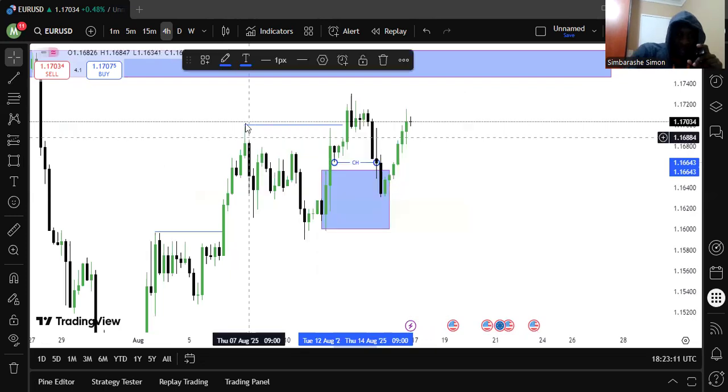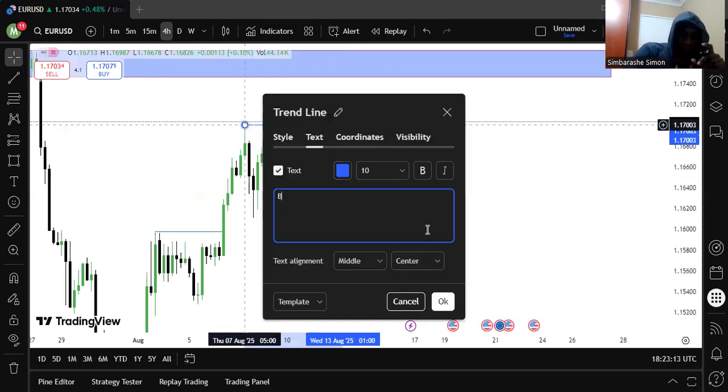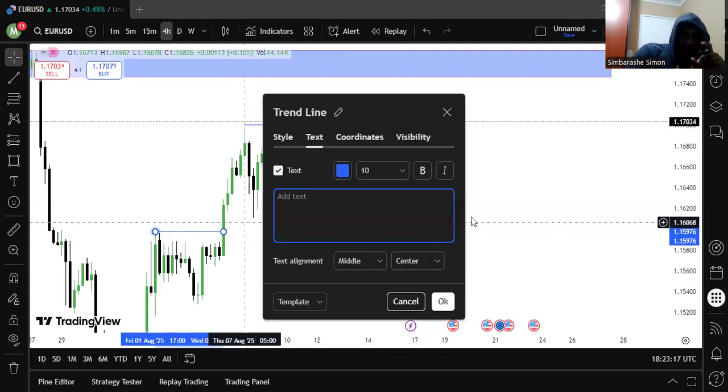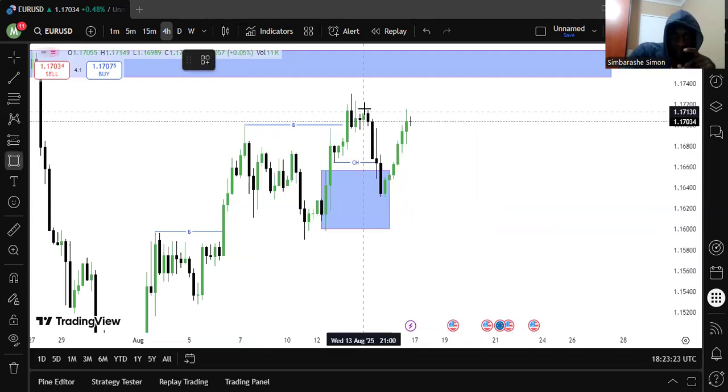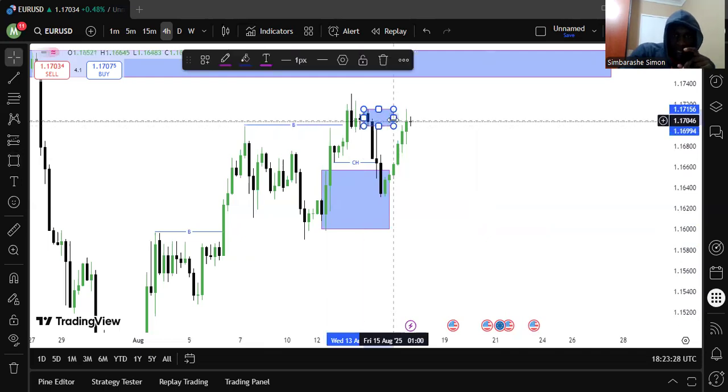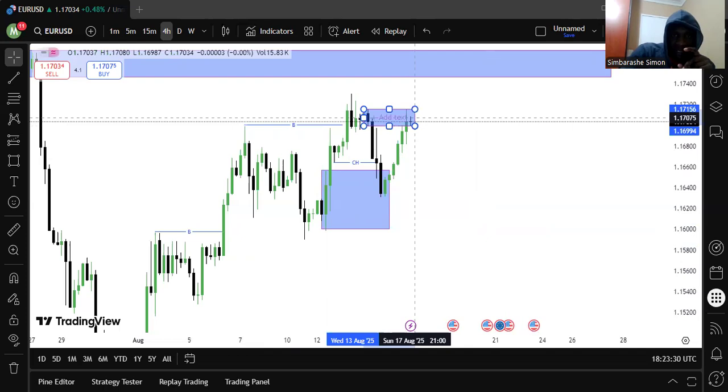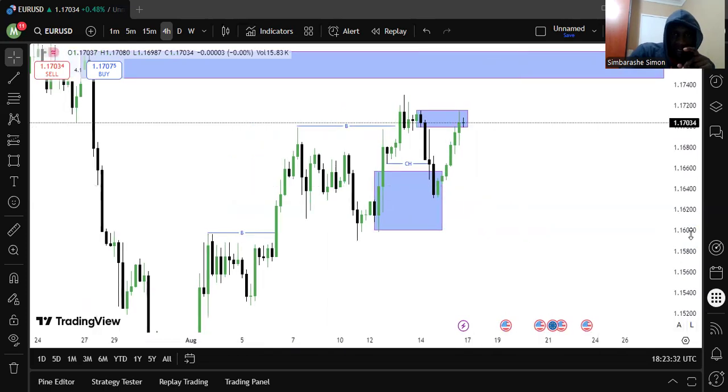Then here it's BOS, which stands for break of structure, then another change of character. So basically for me, a supply zone here is internal, but in the current market it's still bullish. So on 4 hours, the market is like this.